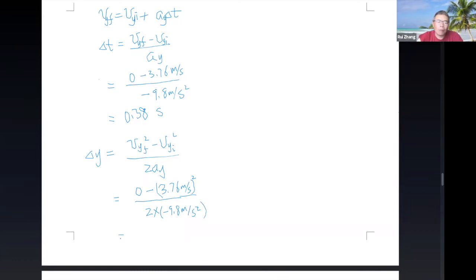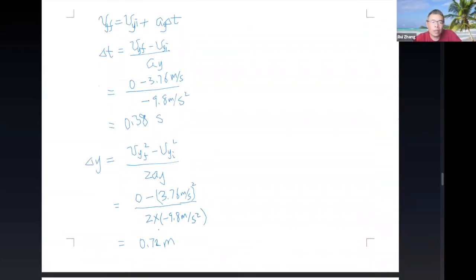Okay, so then basically you take this divided by that, right? So you get 3.76 times 3.76 divided by 19.6. Okay, so you got 0.72 meter. So the maximum height for this jumper to reach is 0.72 meter.